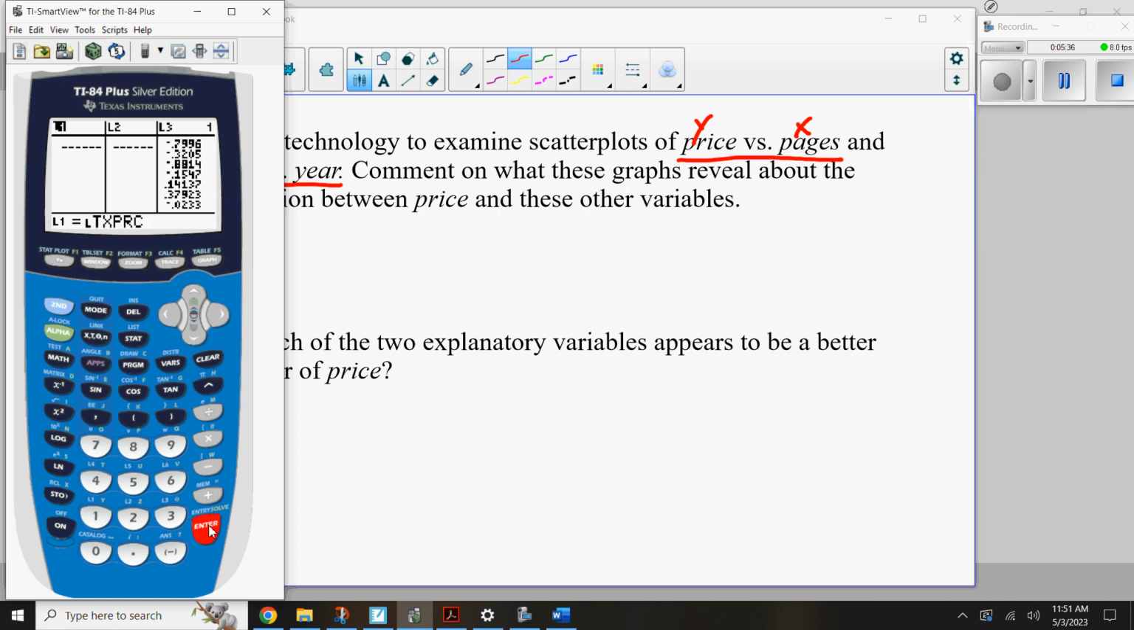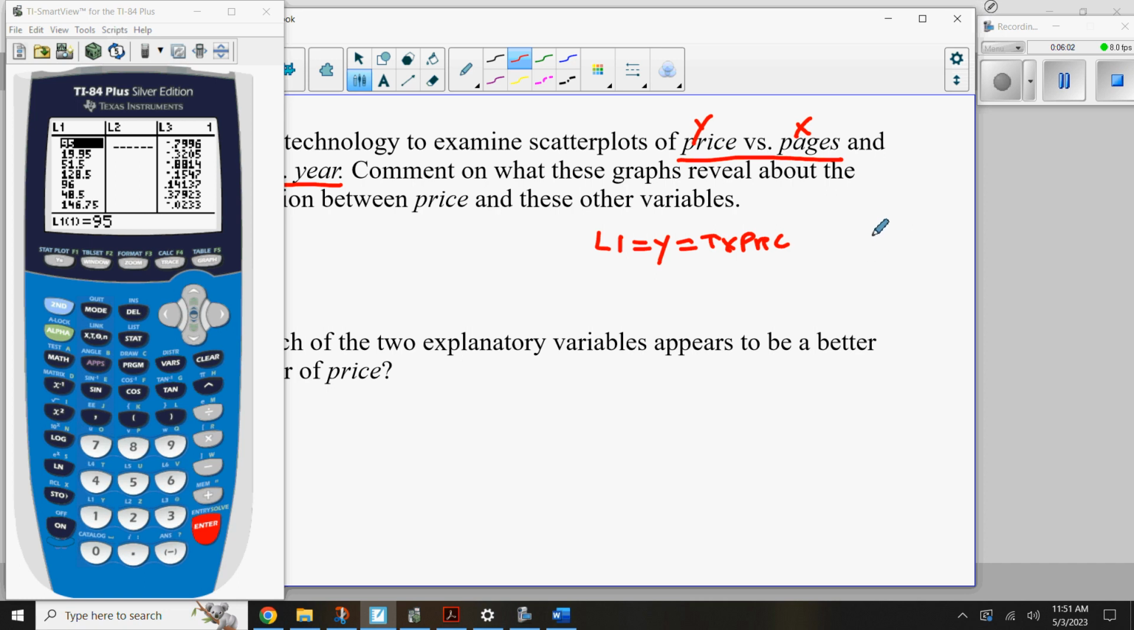And now I enter again, and those are all the textbook prices. So that is my response variable, and I'm going to write that down. I'm going to write L1 equals Y, that's my response, equals TXPRC. I have that on a piece of paper also so that I can remember that.